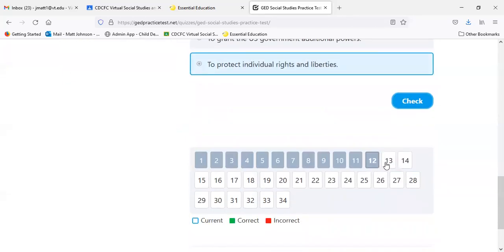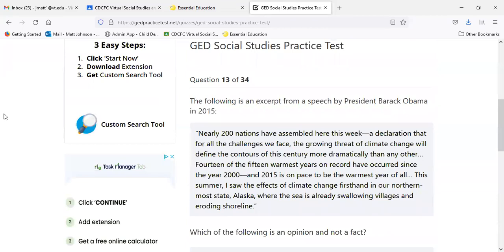And we'll try maybe one or two more here. The following is an excerpt from a speech by President Barack Obama. We didn't get up to President Obama in class, so let's see what President Obama has to say.